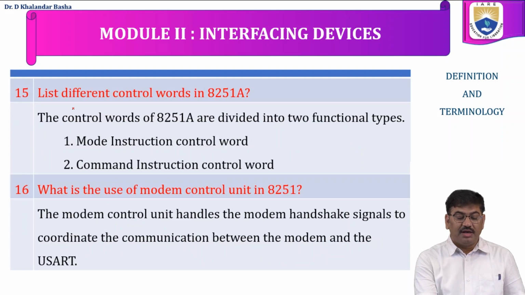Next one is, list different control words in 8251A. The control words of 8251A, which is USART, Universal Synchronous Asynchronous Receiver Transmitter, are divided into two functional types. One is the mode instruction control word, the second one is the command instruction control word. Apart from these two registers, the 8251 also consists of the status register.